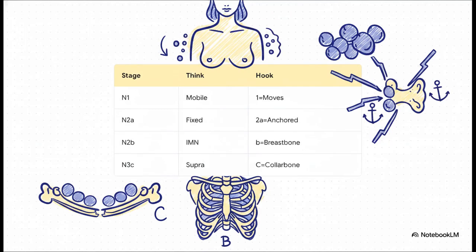Now, let's translate that anatomy into clinical staging, because when you're in a completely slammed clinic or sweating it out on your boards, you need instant reflexive recall for the AJCC 8th edition clinical N staging. So use this framework. N1, just think 1 equals moves, meaning these are movable level 1 or 2 axillary nodes. N2A, think anchored. These nodes are fixed or matted down. N2B stands for breastbone, which means internal mammary nodes only, and N3C is super easy. C equals collarbone for your supraclavicular nodes.